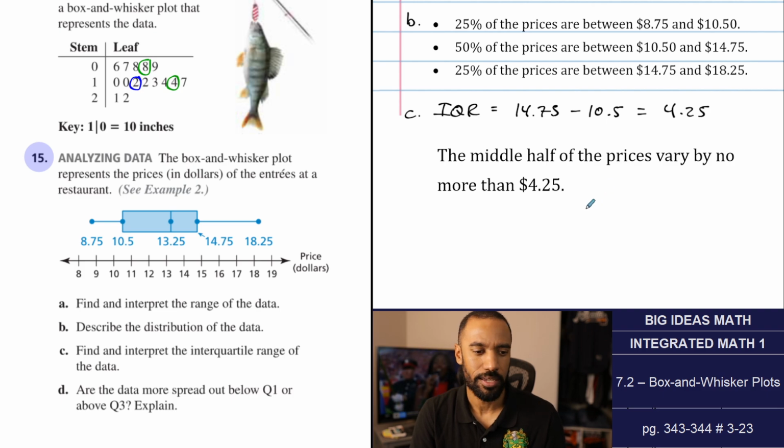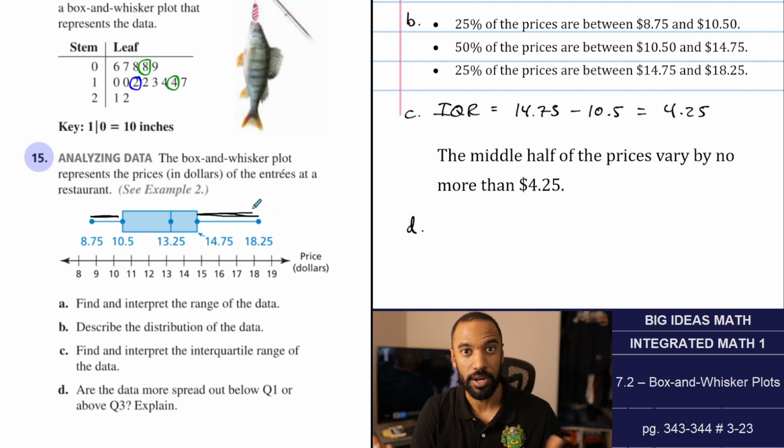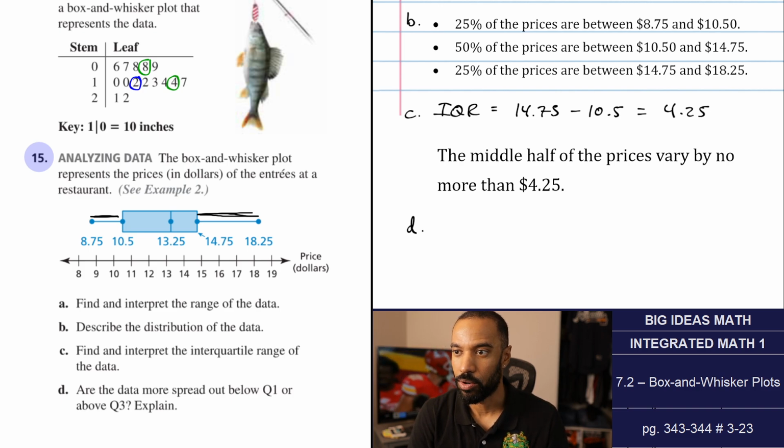So part D, I guess they had a good way of saying it. Part D, are the data more spread out below Q1 or above Q3? Explain. Based on the box-and-whisker plot that we see here, this range between 875 and 1050 is less than the range from 1475 and 1825. So this larger range means there's more spread.